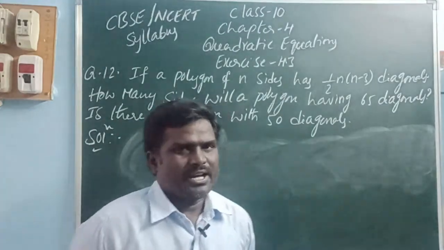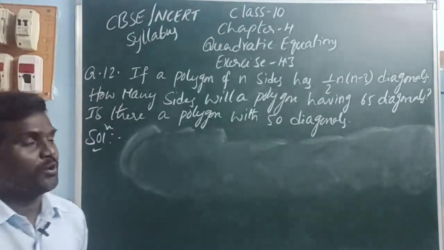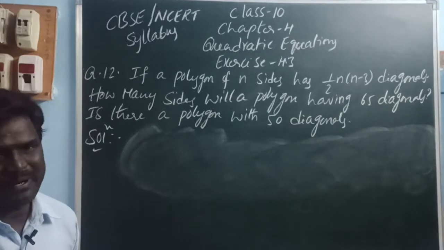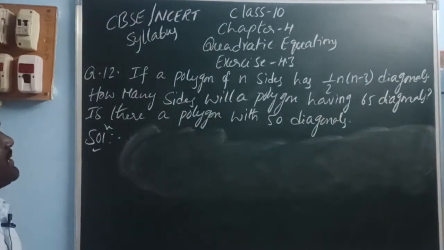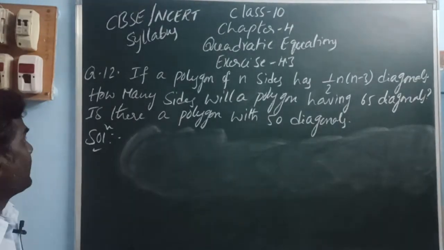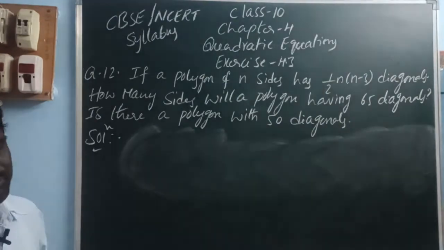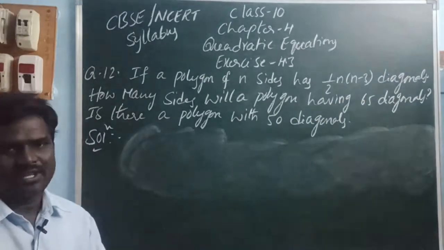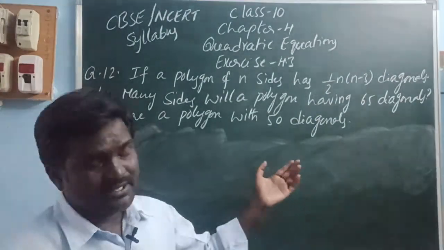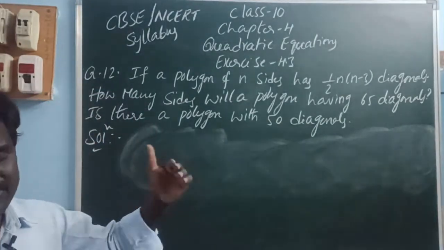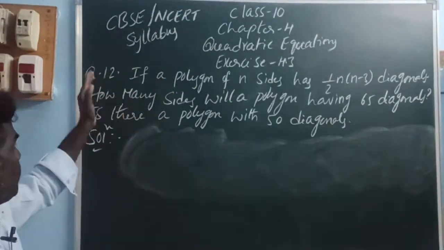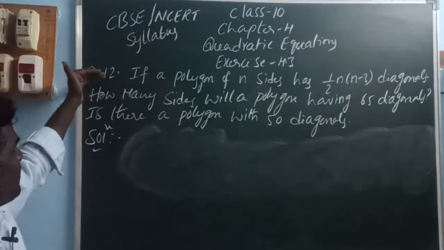Today I am explaining class 10th chapter 4 quadratic equations, exercise 4.3. It is the CBSE NCERT syllabus. So, question number 12. In previous videos I explained question numbers 11, 10, 9 and so on of exercise 4.3. So now, exercise question number 12.